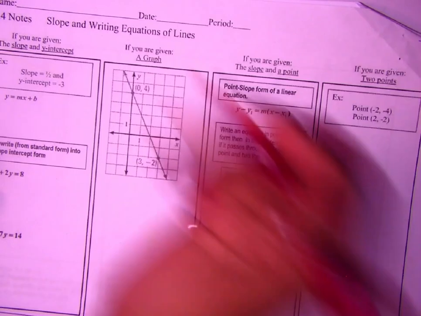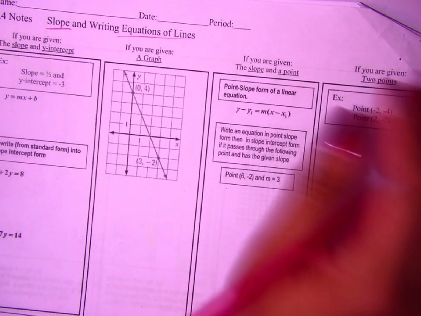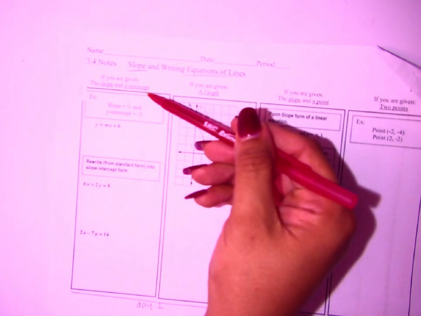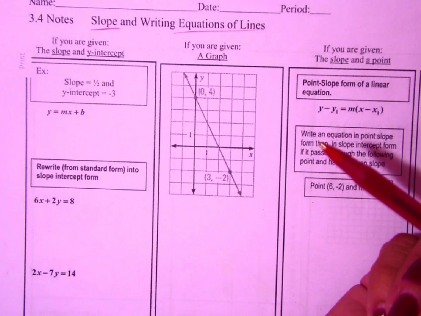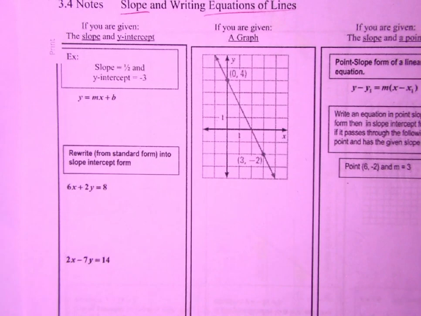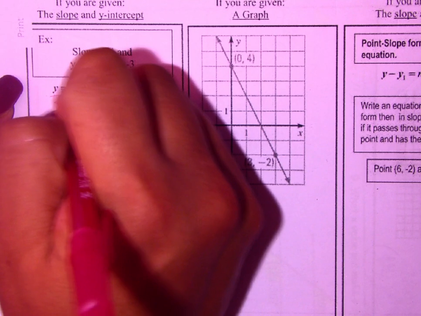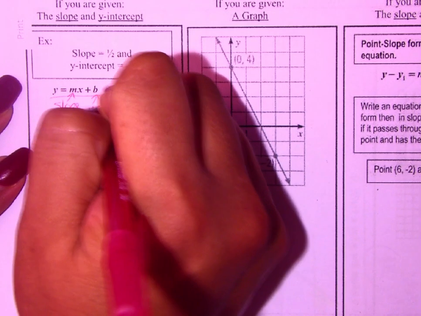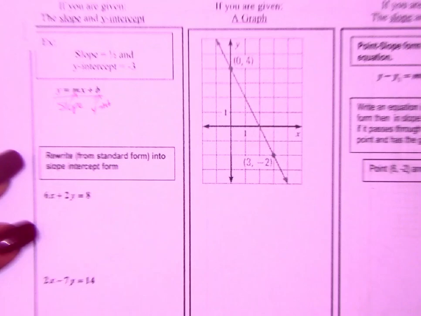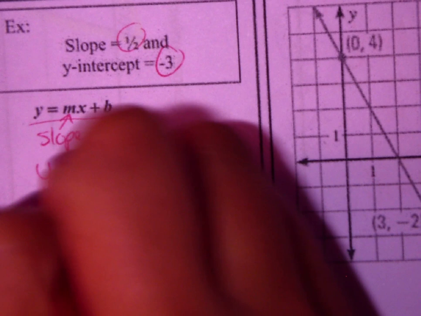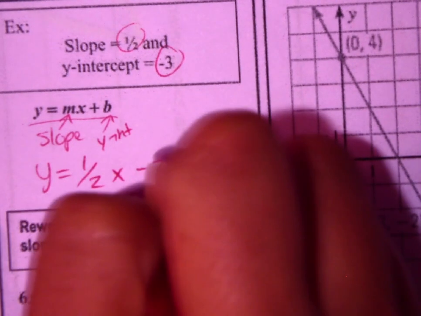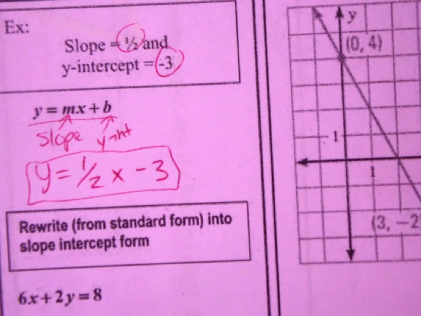It says how to write slope and equations of lines given, in this case, a slope and y-intercept, and then a graph. Okay, so the first example, it says if you are given the slope and y-intercept, you could write an equation in slope-intercept form because the m represents the slope and b represents the y-intercept. So as soon as they give you the slope and y-intercept, you could write the equation by putting the values of the slope and the y-intercept in your equation. So y equals 1/2 x minus 3. So that's the part of writing an equation.